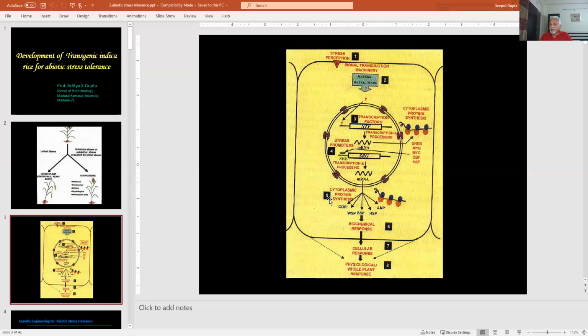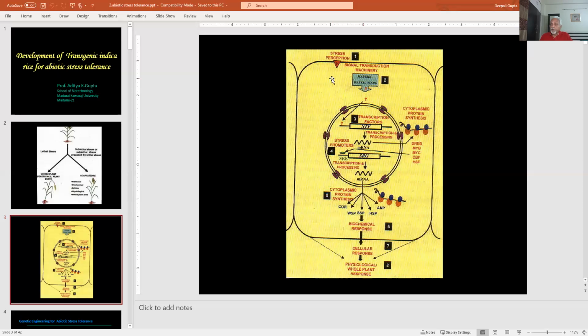And then these gene products ultimately make proteins, which lead to the biochemical changes or biochemical response, and which constitutes basically the cellular response. And when this happens in millions of cells of an organ, it constitutes the physiological or the whole plant response. So that's how a plant cell responds. In turn, the plant responds to different signals which it perceives.